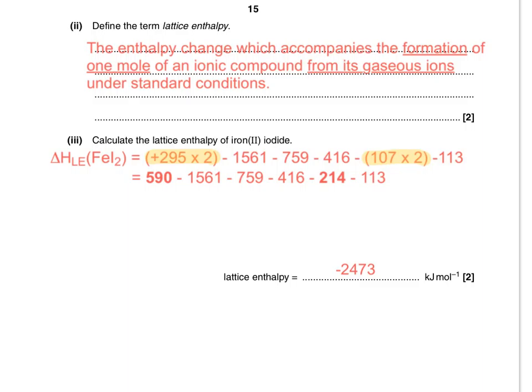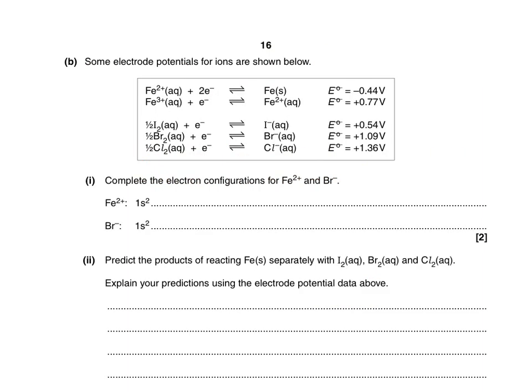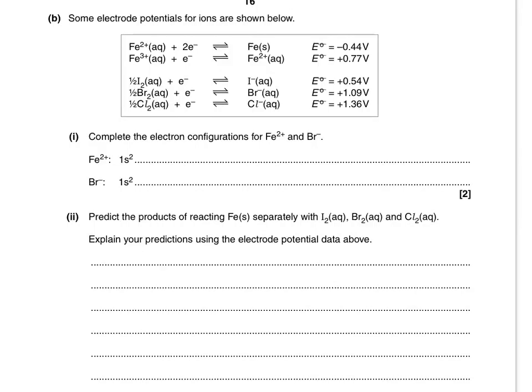So let's go on to the next part of the question. And here it's asking us about electrode potentials. But it starts off by asking us to do the electron configurations of iron 2+ and Br-. So in other words, for the 2+ ion, you have to take 2 electrons off what you put for the atom, and for the 1- ion, you have to add 1 electron on to what you put for the atom. So that's what you should end up with. Don't forget that these 2 are interchangeable. They could be written as 4s2 3d10.